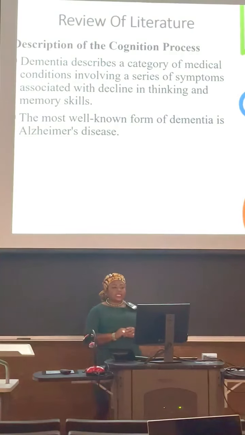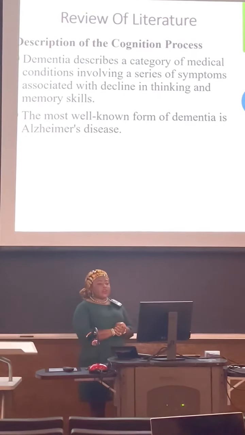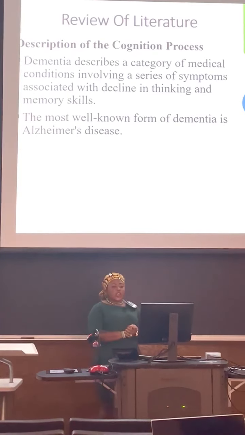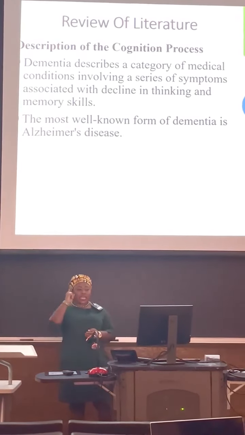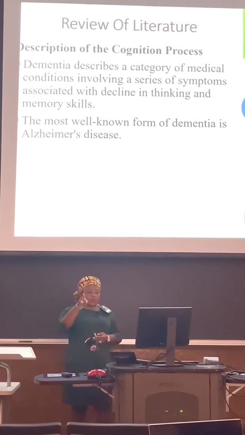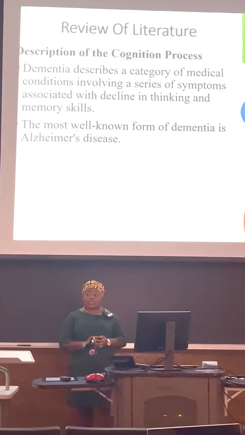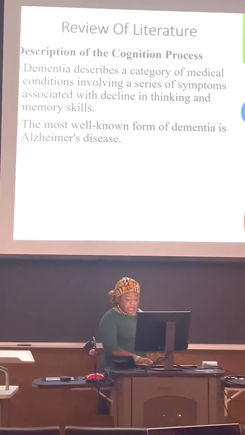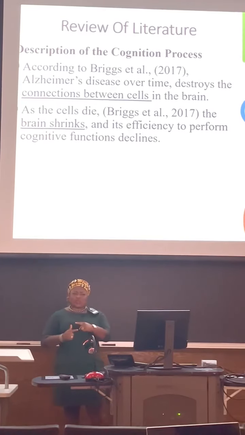And so let us look at the description of the cognitive process. Dementia describes a category of medical conditions, including a series of symptoms associated with decline in thinking and memory skills. The most well-known dementia is Alzheimer's disease. We all know a lot about Alzheimer's disease. So now let us describe the cognitive process.